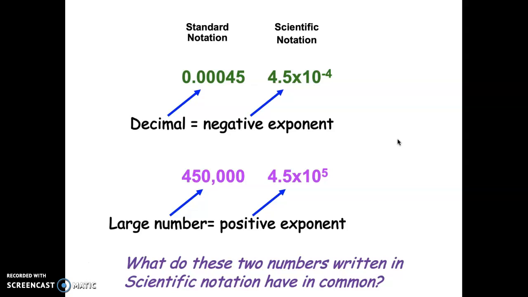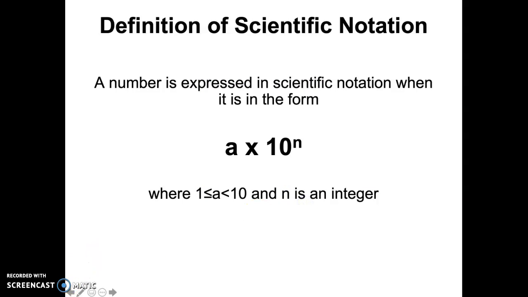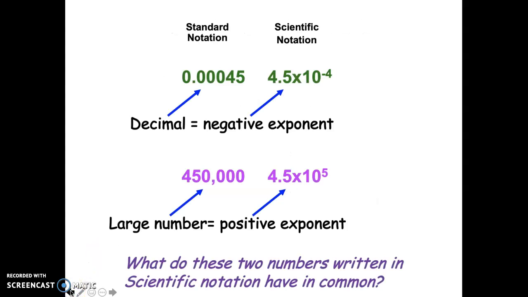What do the two numbers that are written in scientific notation have in common? Yeah, what do they have in common? Yeah, that factor of 4.5 out front times some power of 10.